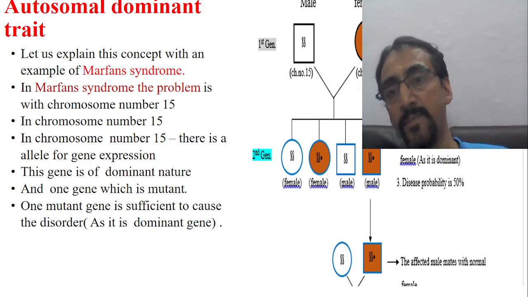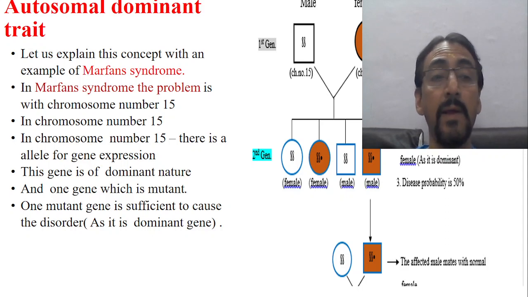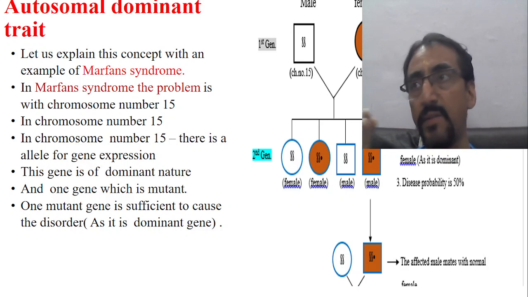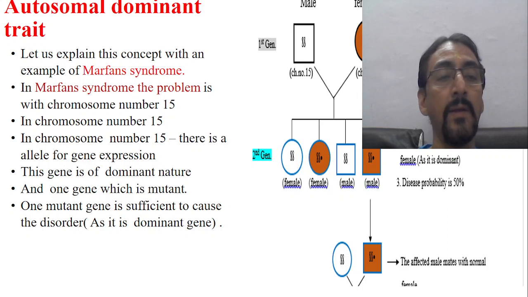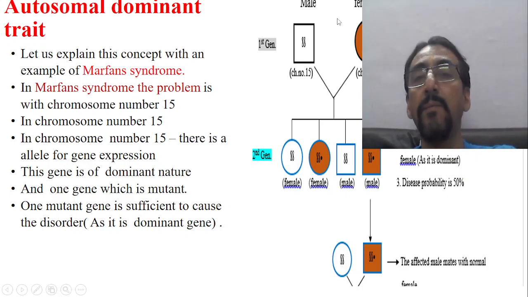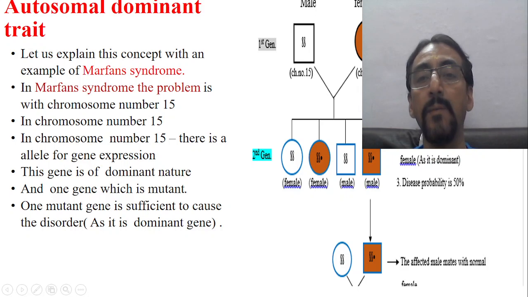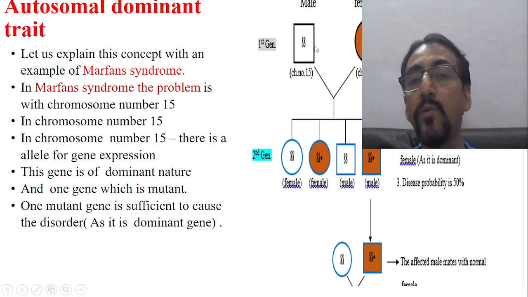Now let us see what happens. Let us take the example of Marfan syndrome. It is a problem in chromosome number 15. In chromosome number 15, there is the allele for gene expression, and this gene is a dominant gene because the disease itself is a dominant disease, and the gene which is mutant is a dominant gene. Therefore, definitely there will be presentation of the disease. This is what I already told. Now, see what happened. This is a male, this is a female. We know how to write the pedigree. Here, this is chromosome number 15 of the male, and chromosome number 15 of the female.